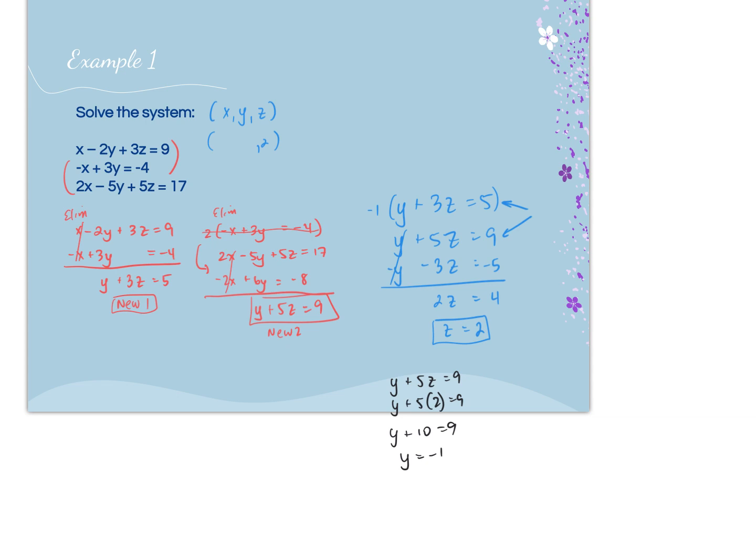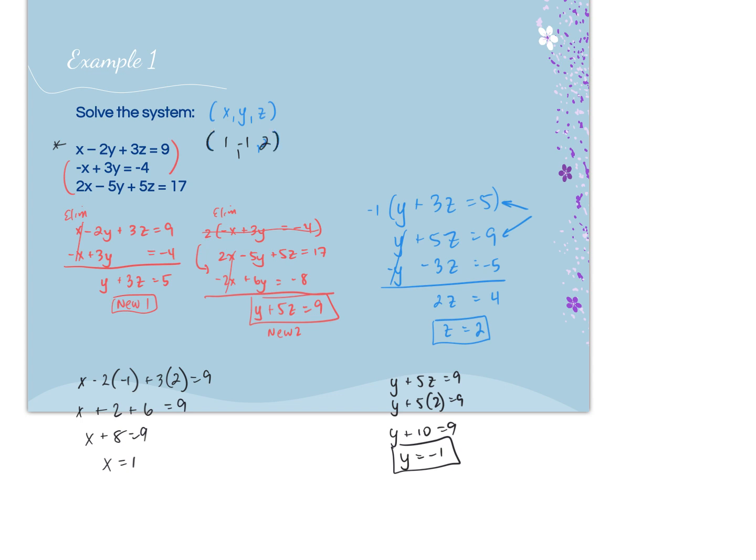And so now I have my next variable, negative 1. So now I have a y and a z, and I can go back into any of the original equations and solve for the last variable. So I'll just start with this first one. x minus 2 times y plus 3 times z equals 9. So x plus 2 plus 6 equals 9, x plus 8 equals 9, x equals 1. And so 1, negative 1, 2 are my three solutions.